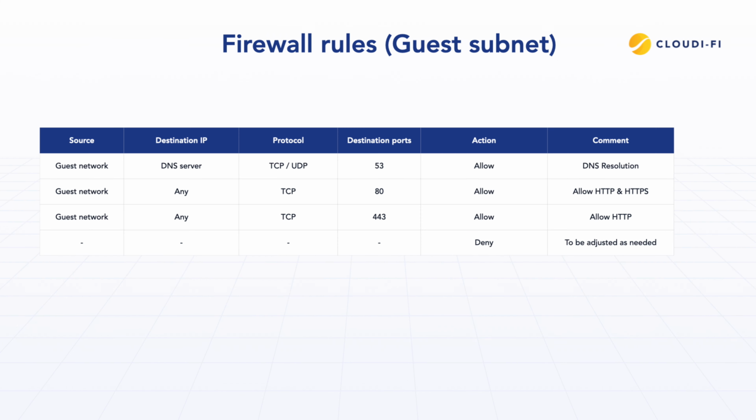And don't worry, the firewall stuff is super simple. All we're doing is allowing standard web traffic out to the internet, that's ports 80 and 443, and then allowing DNS lookups on port 53 so your guests can actually get to websites.